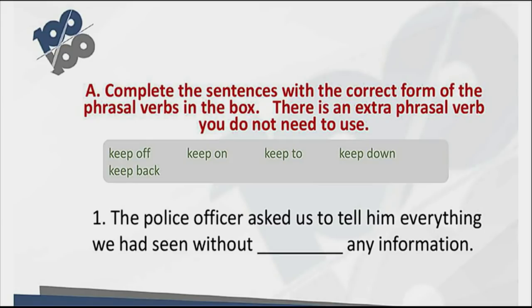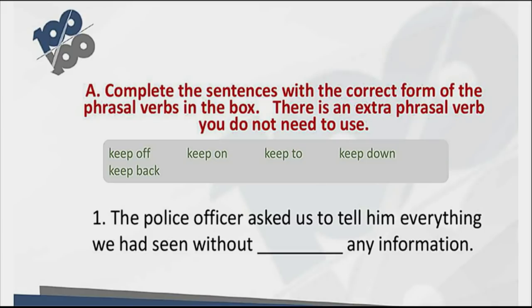Keep on, okay, good, keep on means continue. The third one is keep to, which means to stay on. Keep to something, to stay on something. The next one, keep down. When I tell someone to keep down, it means try to hide himself, to lie down, or to hide himself from something, okay?